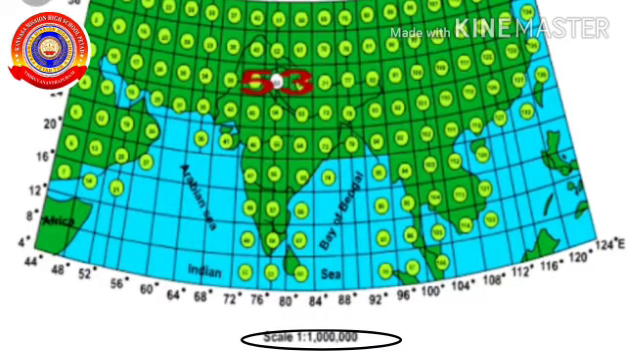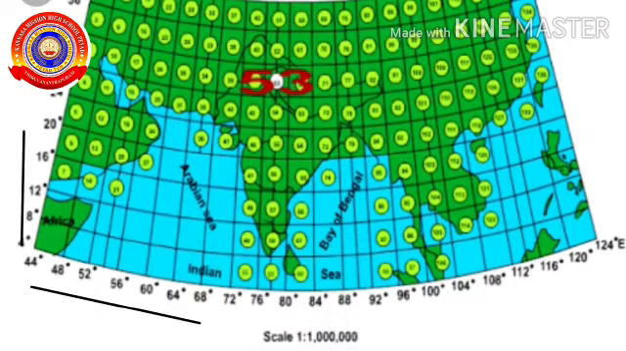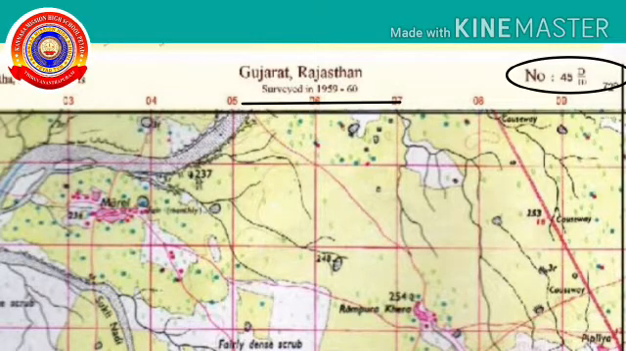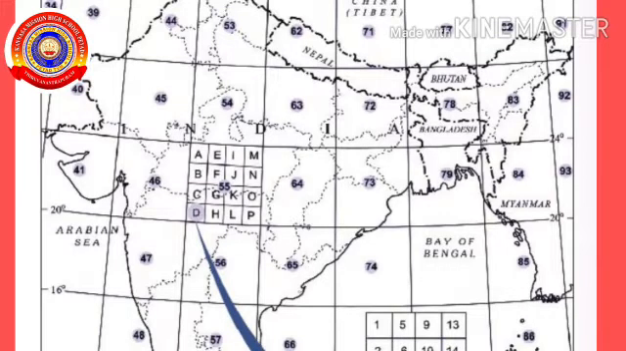Each million sheet covers 4-degree latitudinal and 4-degree longitudinal extent. The number of a topo sheet denotes the area which it represents. For example, the number of the given topo sheet is 45D by 10. This number denotes certain parts of Gujarat and Rajasthan. Let's see how we can find out these places.